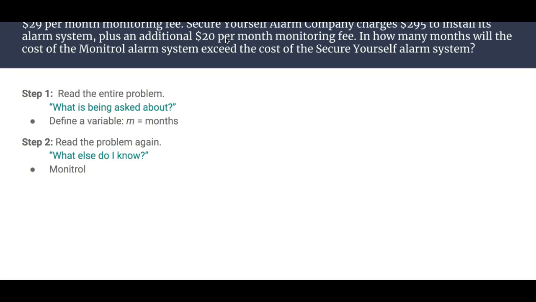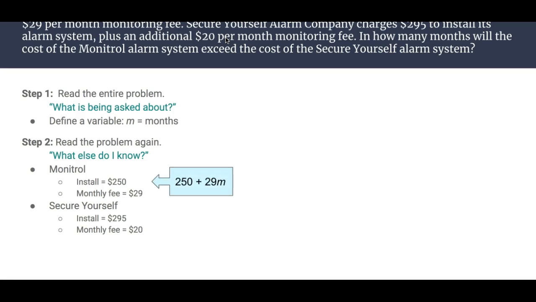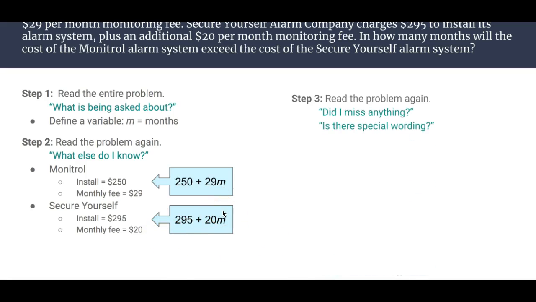I'm going to skip ahead. I just defined all of this basically. These are things that are under what you know. So the expression representing Montreal is $250 plus 29m, for months. And the expression for Secure Yourself is $295 plus 20m per month. Okay?